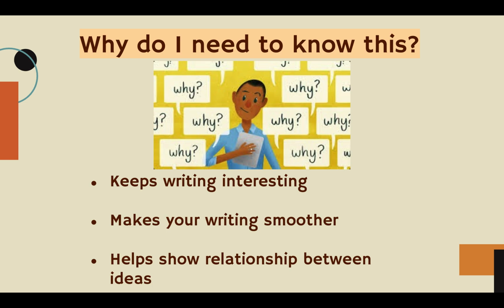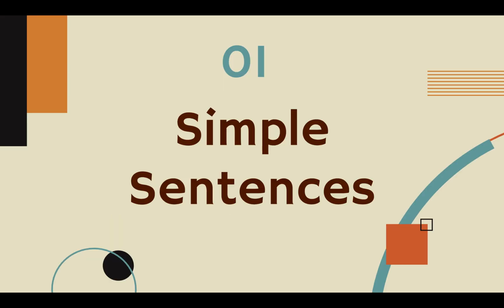And then the last thing is that adding variety to your sentence types helps show relationships between ideas in the writing. And this is really important for your reader to be able to follow your point and what you're trying to say. We'll talk more about this when we talk about connector words for the compound and complex sentences. Let's get started with simple sentences.